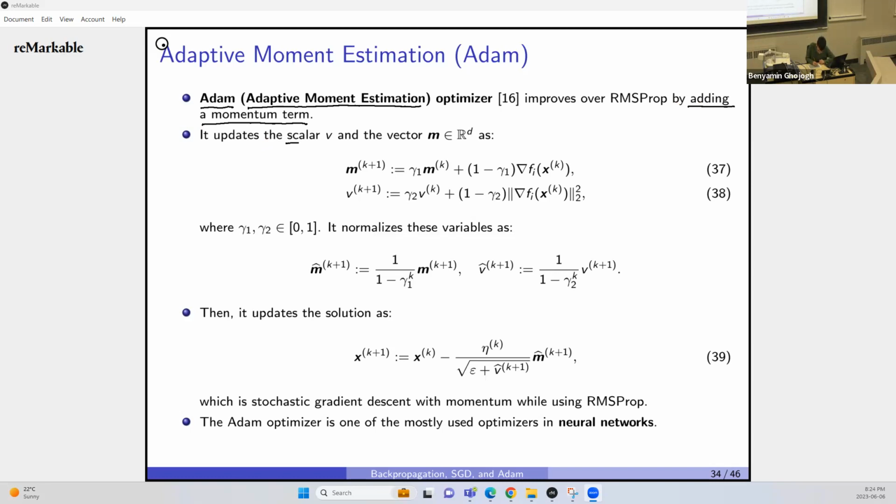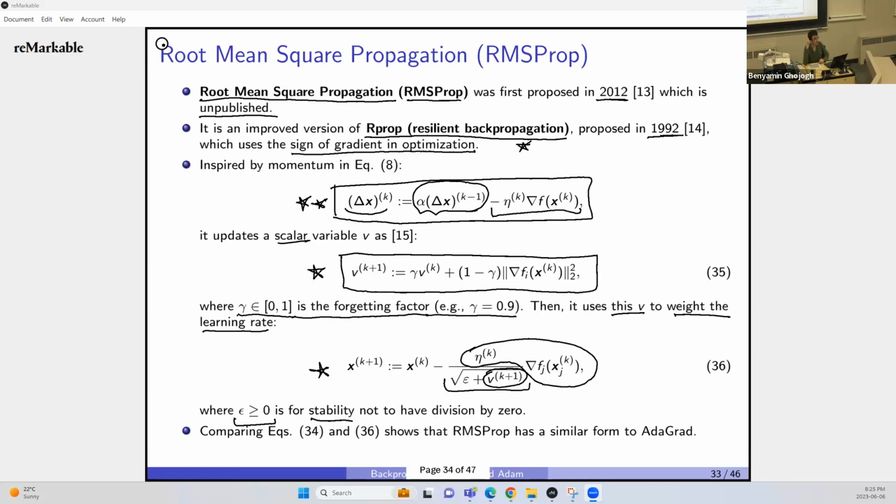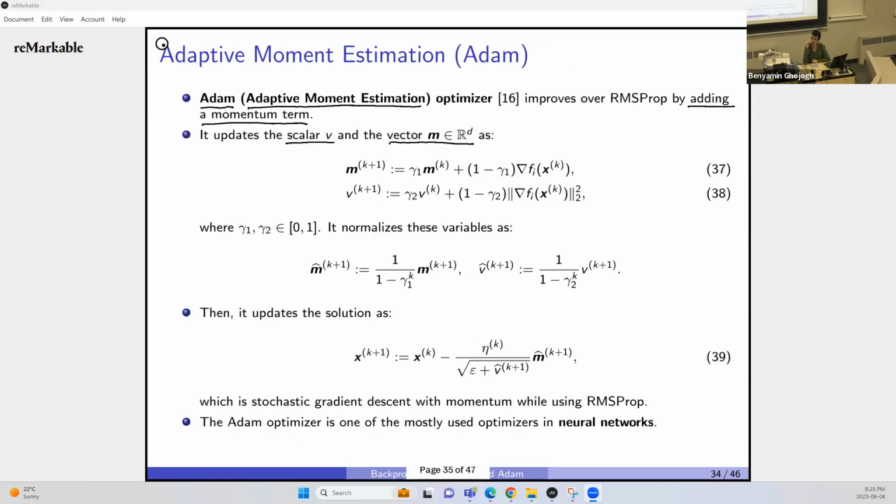Okay. What does it do? It updates the scalar V. And so it defines two variables, a momentum term, a vector M, which is d-dimensional. D is the dimensionality of data. In a neural network, D is the dimensionality of the weights. And a scalar V. V is also a scalar. So do you remember? RMSProp was introducing a new variable V. Adam is introducing two new variables, M and V. And M is the momentum term. So you can see it's similar to momentum.